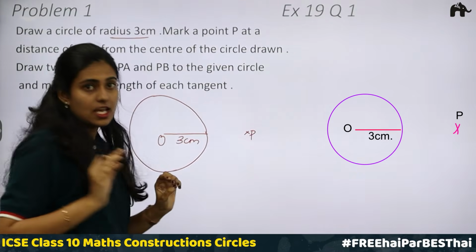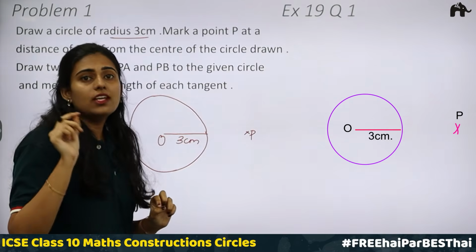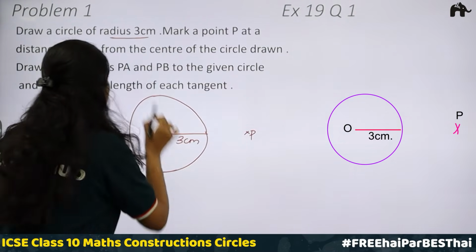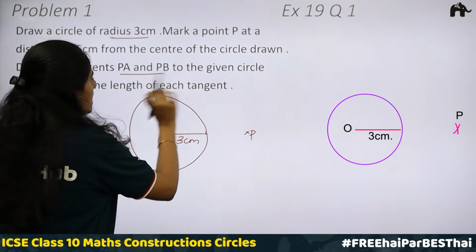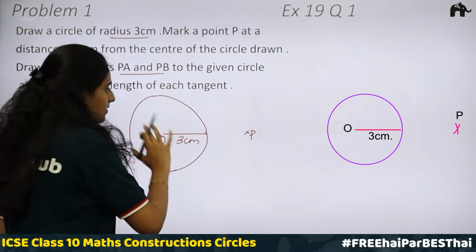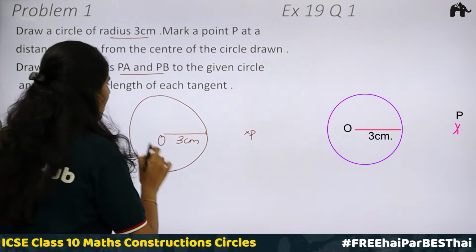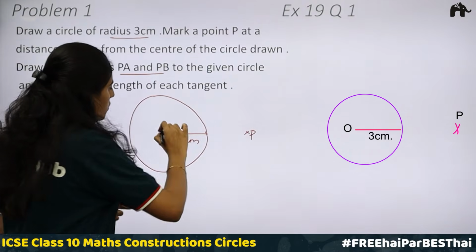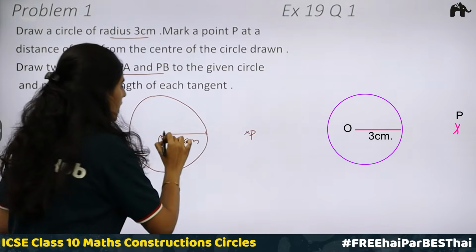What is a tangent? Tangent is a line which touches the circle at only one point. We need to draw two tangents PA and PB such that it touches the given circle. Okay. Now how to draw tangent? Let's see. We have studied the steps to draw tangents. You remember? Okay. Now what you have to do is you have to find the perpendicular bisector of line OP.